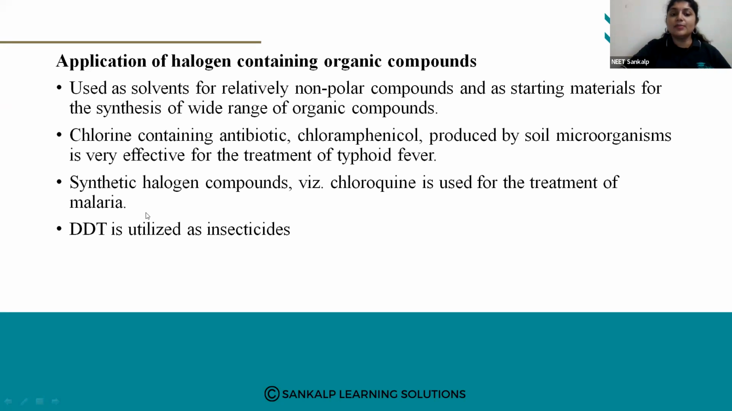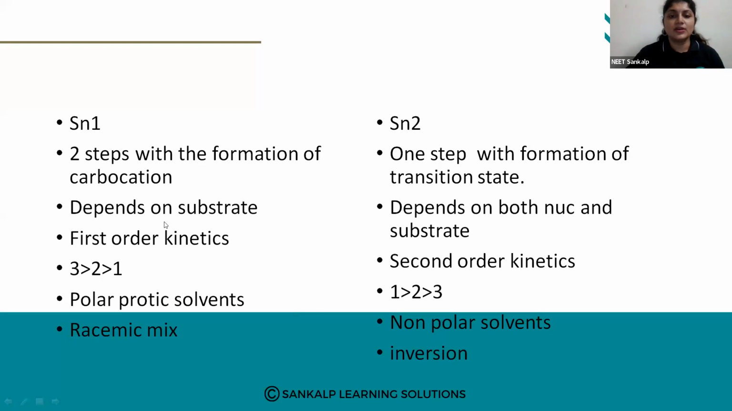The synthetic halogen compound chloroquine is used for the treatment of malaria. Synthetic means man-made compound. So chloroquine is used for the treatment of malaria, and DDT is utilized as an insecticide. So these are some of the applications.